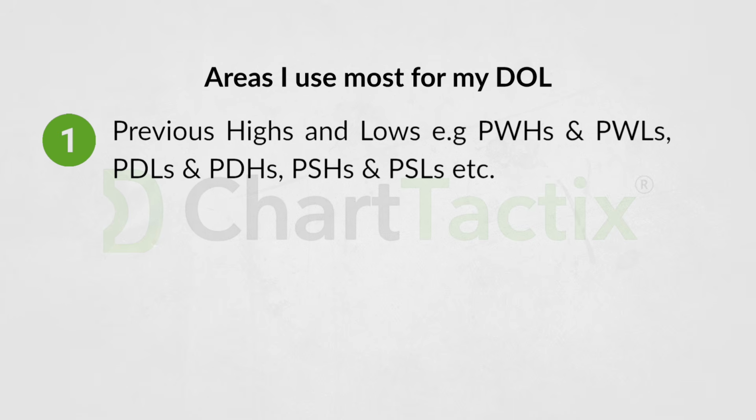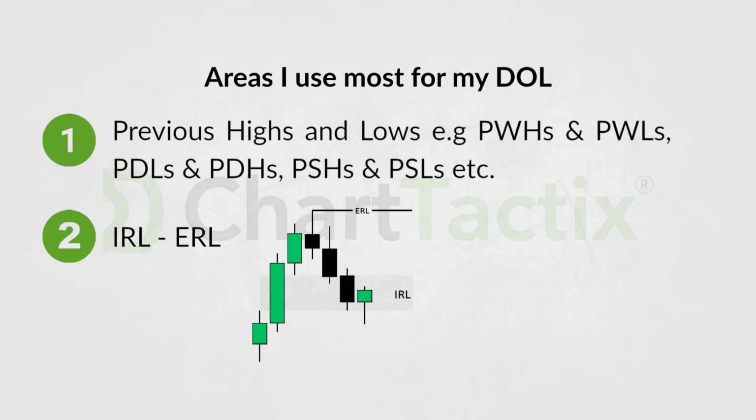Examples of this include previous weekly highs and lows, previous daily highs and lows, previous session highs and lows, and so on. The second one is the concept of internal range liquidity to external range liquidity. And what does that mean? It simply means that when price is at an internal range liquidity, my draw on liquidity automatically becomes the external range liquidity. And when price has just taken out an external range liquidity, my draw on liquidity automatically shifts back to the internal range liquidity.